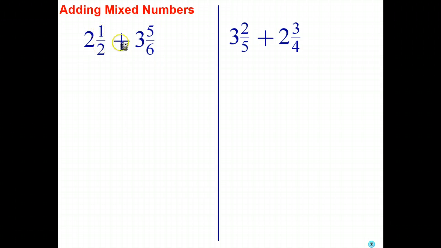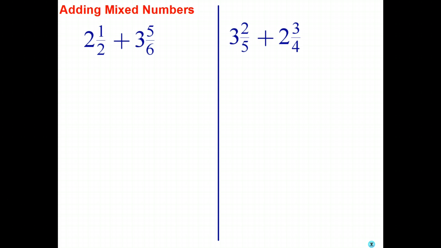So what we're going to do is basically convert the fractions so they have a common denominator like we normally do. We'll add the fractions separately, we'll add the whole numbers separately, and then we'll simplify at the end if we need to. Okay, so let's go ahead and I'll show you how we're going to do this.